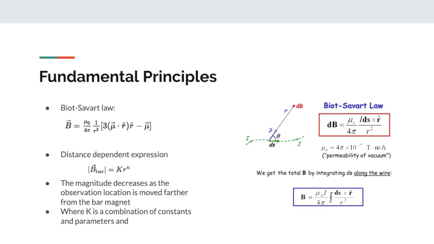The fundamental principles of this experiment were the Biot-Savart law, as mentioned before, and the distance-dependent expression, which will be used later to find n, while k is equal to a combination of constants and parameters. The distance-dependent expression basically says that the magnitude decreases as the observation location is moved further from the bar magnet, which I did notice in my magnetometer readings on my smartphone.